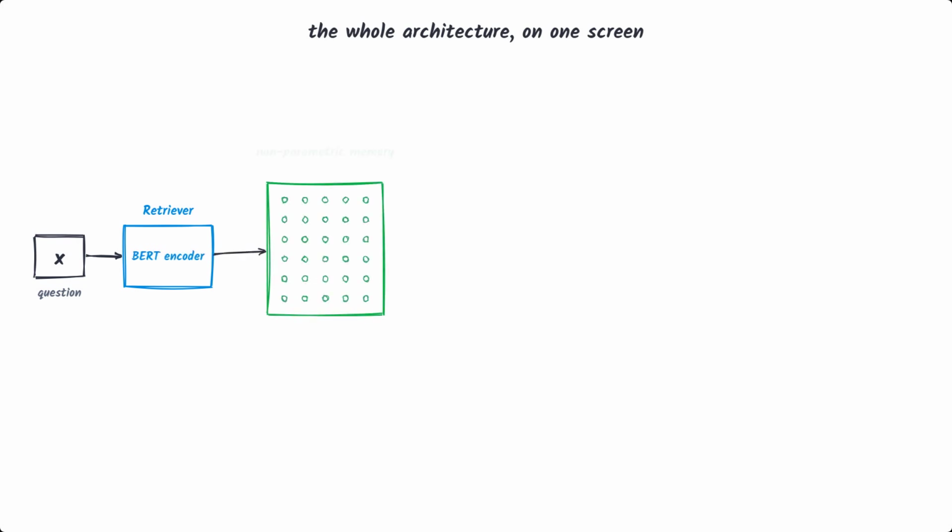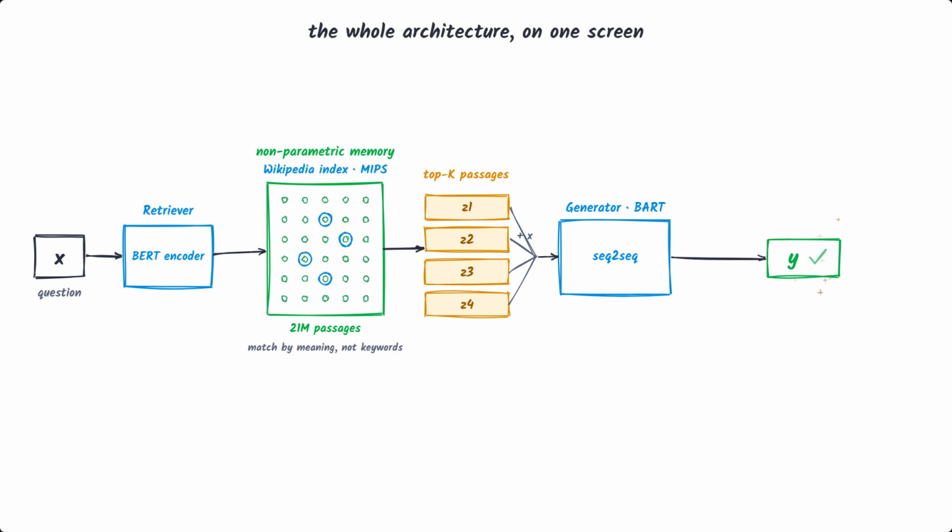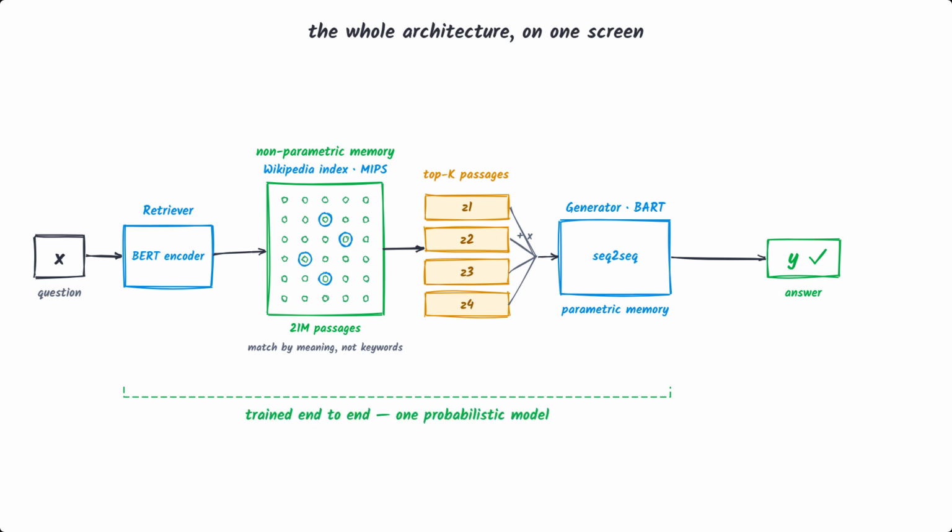Here's the whole architecture on one screen. Your question goes into a retriever, which searches a giant index of Wikipedia, 21 million little passages, and pulls back the top few that are most relevant. It finds them by meaning, not keywords, comparing dense vectors. Those passages, plus the original question, go into a generator, a sequence-to-sequence model, which writes the answer. 2 memories working together, the searchable index and the generator's own weights. And the whole pipeline, retriever and generator, is trained end-to-end.